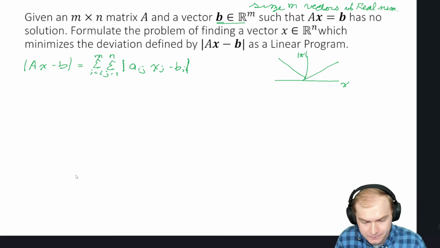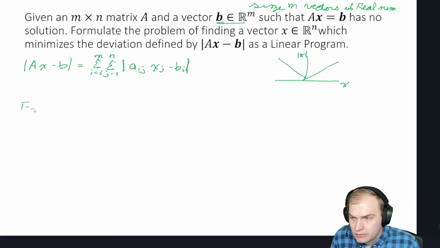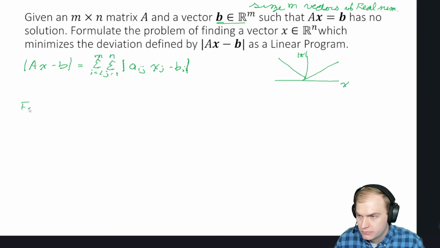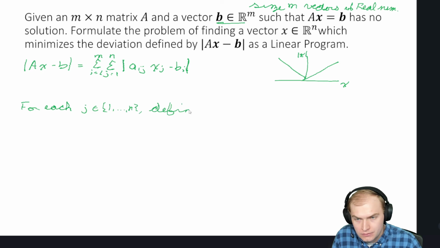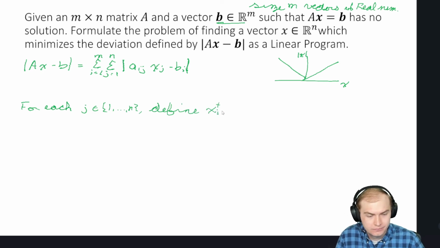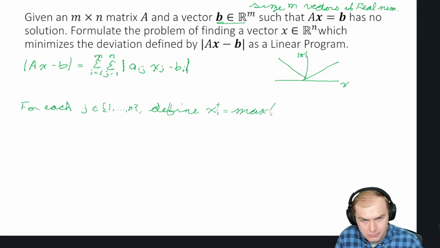So what we're going to do, for each j in 1 to n, define xj plus to be the maximum of 0 and xj.